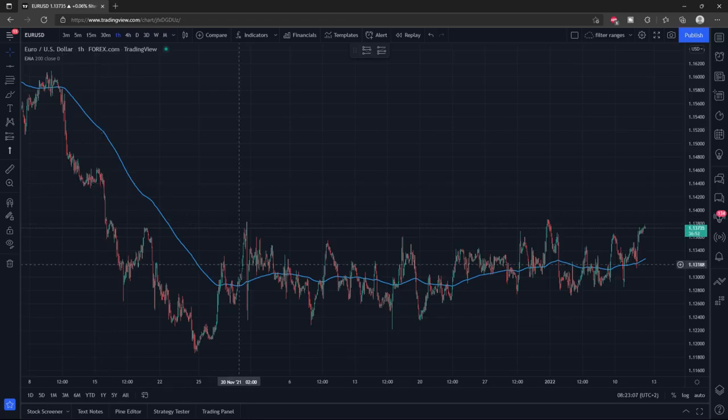When price is trading directly over and on top of the 200 EMA, that's a good sign that price is in a range. So you can see here on euro against the US dollar, price has been ranging for an extremely long period of time now, and it's just been chopping directly up and down on top of the 200 EMA with no strong directional bias.